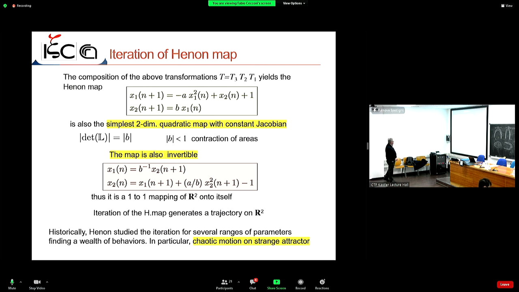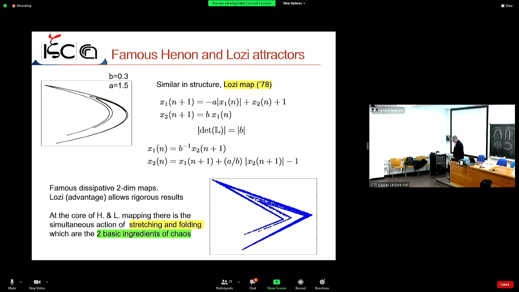Generally, Henon studied the iteration for several ranges of parameters, finding lots of behaviors. But what he found very interesting was a chaotic motion on a strange attractor. And if you want an idea of what the strange attractor is, it is this one.